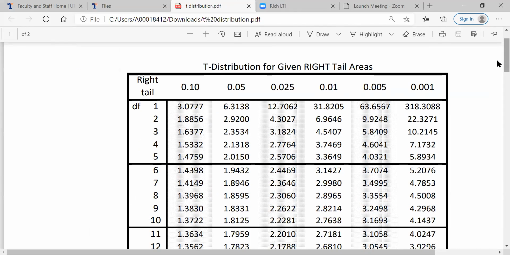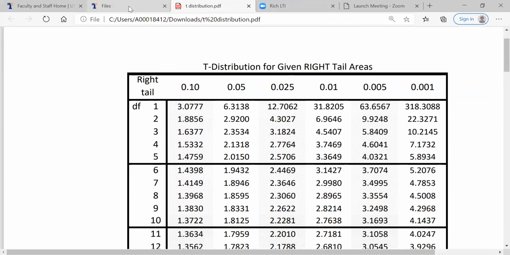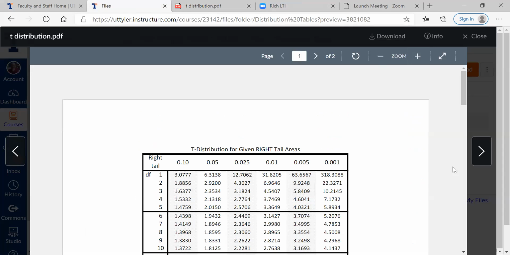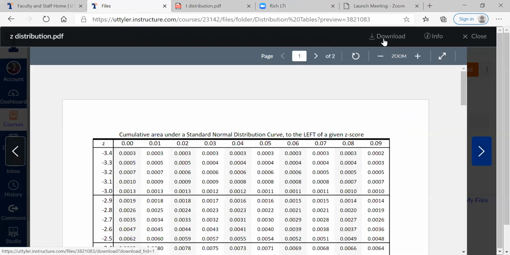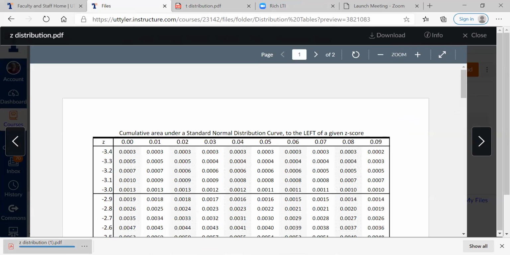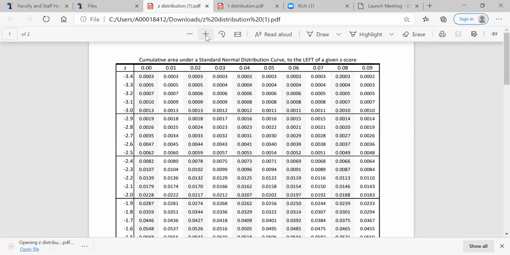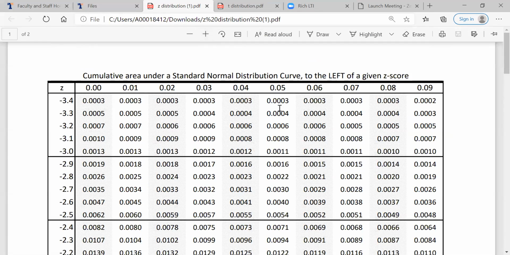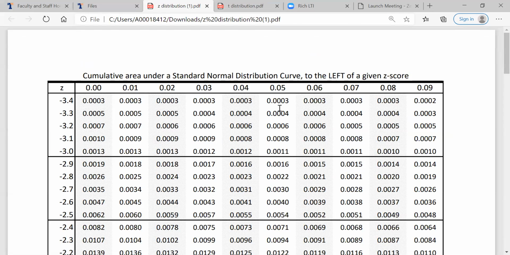All right. So for comparison purposes, I want to also open the Z distribution to remind you how it works and show you the similarities and the differences between them. Go to the next file and we'll download it, open it in its own tab. Just a reminder about the Z distribution. The Z distribution gave us the answer to the question, what is the area to the left of a certain Z-score under a standard normal distribution curve? Just a reminder, a standard normal distribution curve is just a fancy way of saying a bell curve.